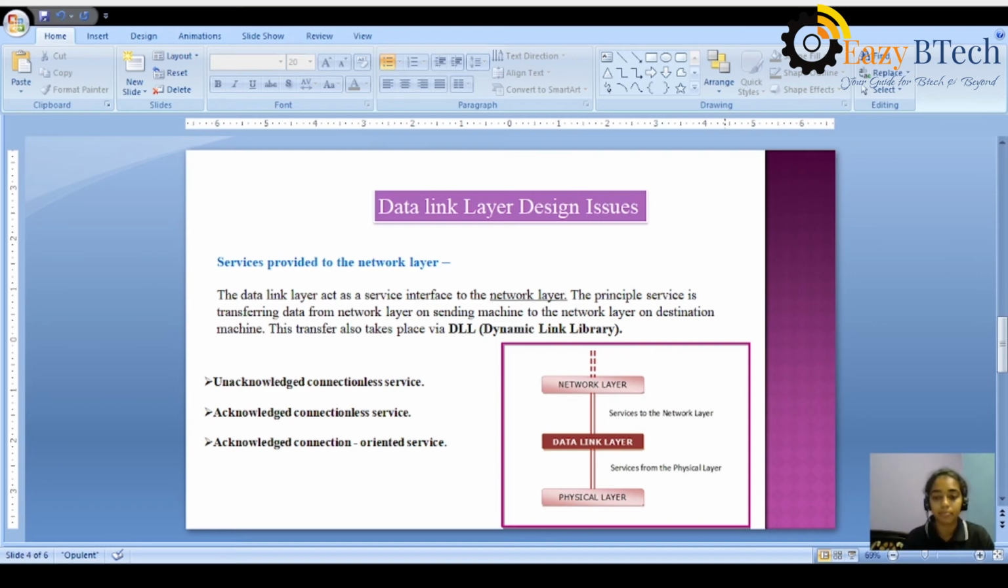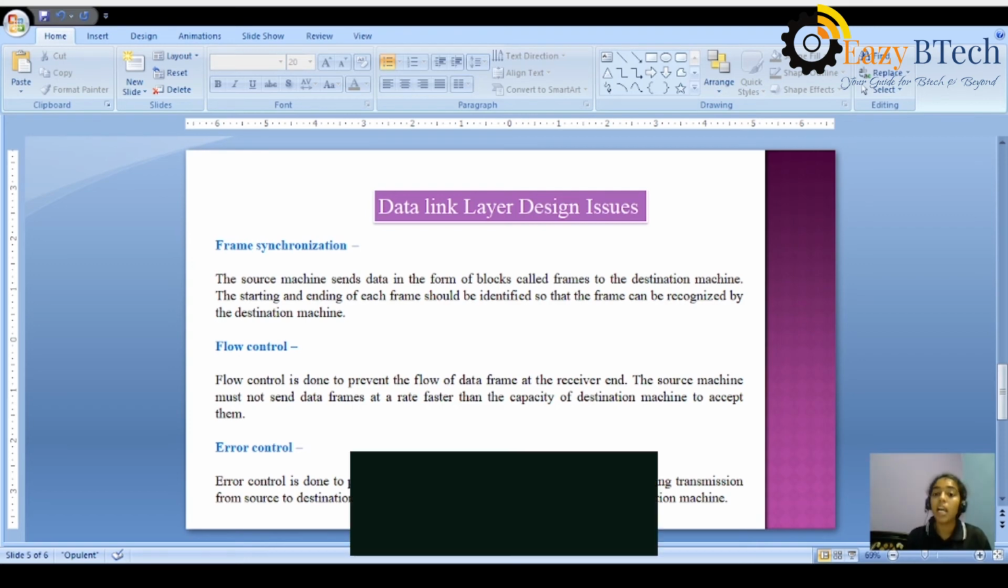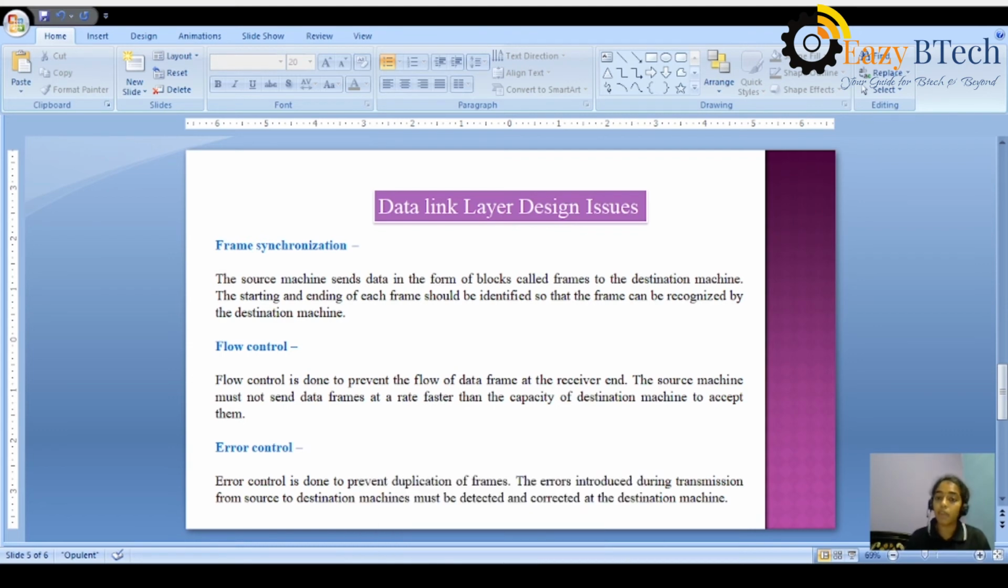And the next one, frame synchronization. The framing concept is a very important topic in the data link layer. Here, what is meant by a frame? The source machine sends the data in the form of blocks called frames. Here, the starting and ending of each frame should be identified so that the frame can be recognized by the destination machine. I already said the frame is a collection of raw bits. Actually, the frame will be divided into three parts.